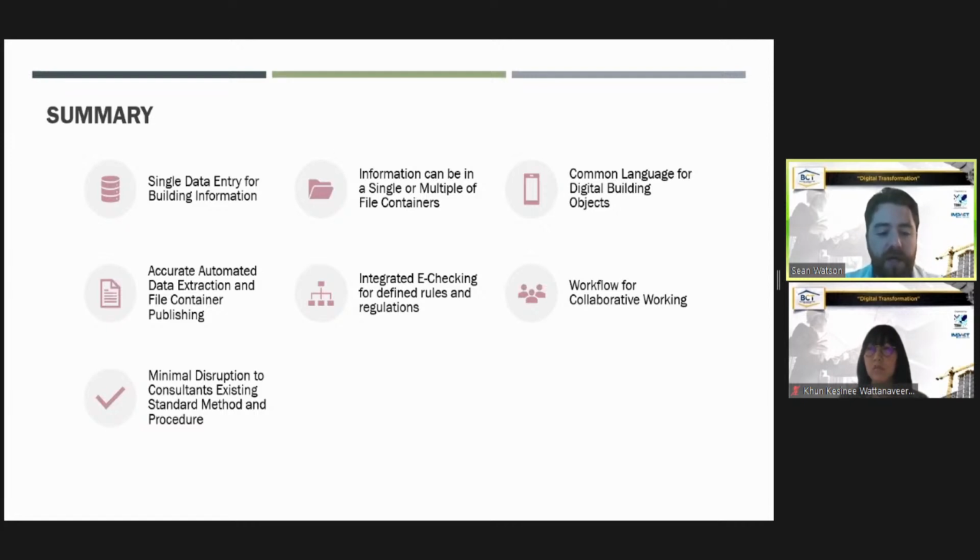The information that we extract when we automate it is also accurate, and we can integrate some basic defined rules and regulations for checking. I think when you have a digital building permit, it's more aligned to a collaborative working environment. And also by introducing this method, we believe that it's a somewhat medium uptake in terms of what the consultants have to do. So there's minimal disruption to their existing methods and procedures.